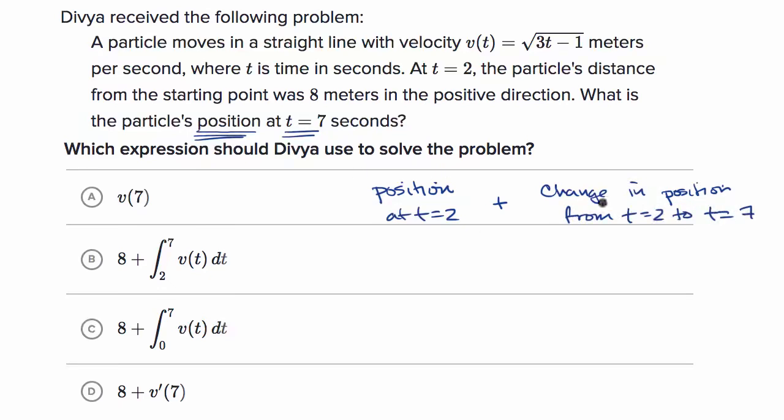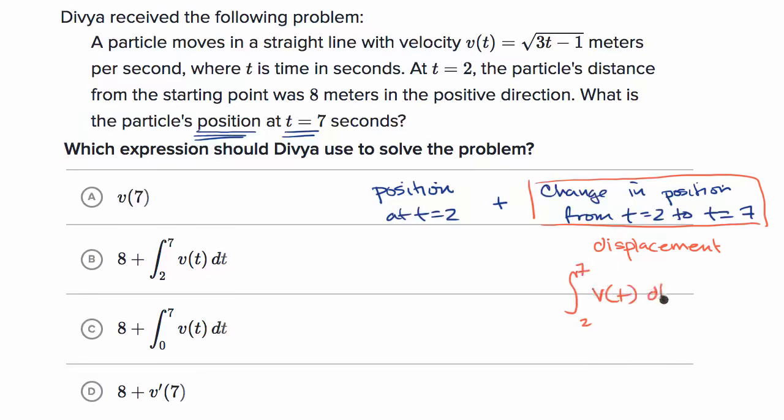And there's another word for this. You could also call this your displacement from t equals 2 to t equals 7. And we know how to think about displacement. Velocity is your rate of change of displacement. And so if you want to figure out your displacement between two times, you would integrate the velocity function. So this is going to be the integral from t equals 2 to t equals 7 of our velocity function, v of t, dt. This would be our displacement from time 2 to time 7.